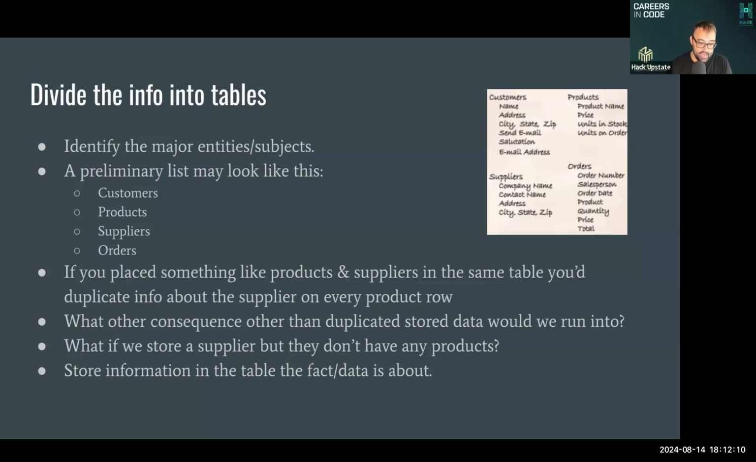Then we start breaking that down and saying, okay, if products and suppliers are in the same table, you would duplicate information about the supplier on every product row. So if the supplier who gives me my microphone for class is also the same supplier that gives me the cable to plug that microphone in, well, if I stored the supplier name in my products table, now all of a sudden I'm storing their name over and over for every product that they supply me. We don't want to do that. So that's how we start to identify, hey, I need to separate them out into 2 separate tables.